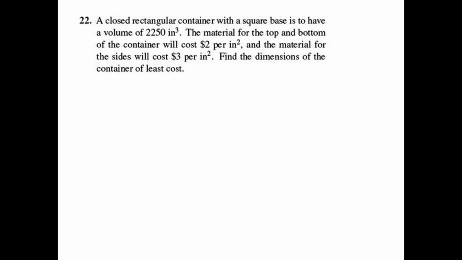A closed rectangular container with a square base is to have a volume of 2,250 cubic inches. The material for the top and bottom of the container will cost $2 per square inch, and the material for the sides of the container will cost $3 per square inch. Find the dimensions of the container of least cost.